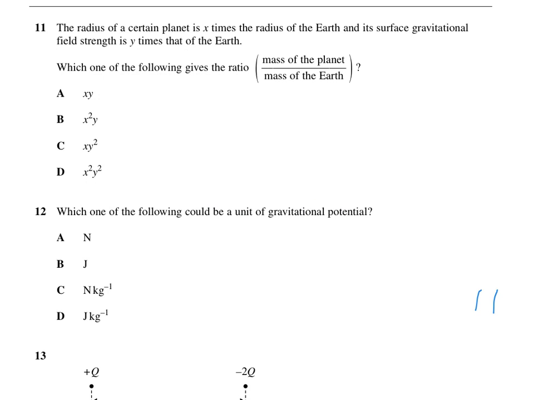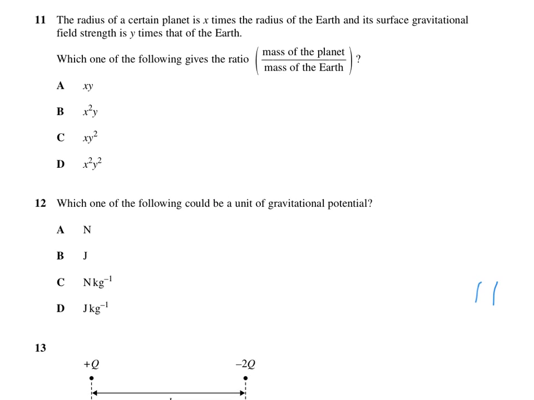Okay, so the radius of a certain planet is x times the radius of the Earth, and its surface gravitational field strength is y times that of Earth. Which of the following gives the ratio of the mass of the planet to the mass of the Earth? Okay, so the ratio of field strength, so we want g of the planet over g of the Earth.